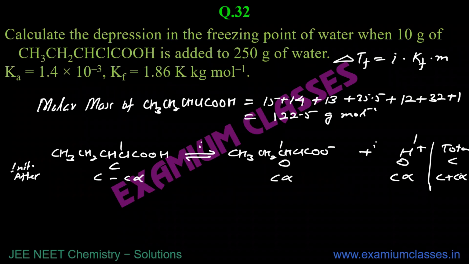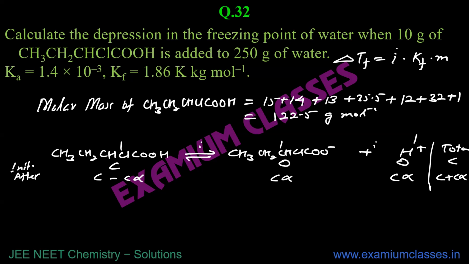Remember what I am doing? I am calculating the value of I. I have to use this formula. Molality I can calculate very easily: number of moles, given mass divided by molar mass, divided by mass of water in kilograms. So I will divide by this, that is 0.250, so I will get m. Kf is given. The only thing unknown is I. That is what I am calculating. I is actually the number of particles, or number of moles you can say, after dissociation divided by number of moles before dissociation.